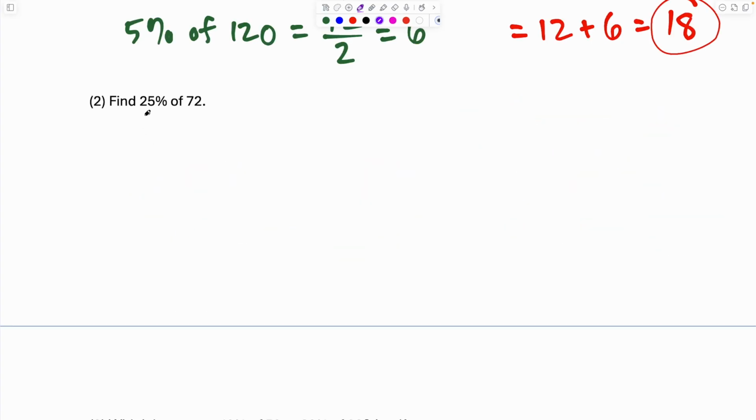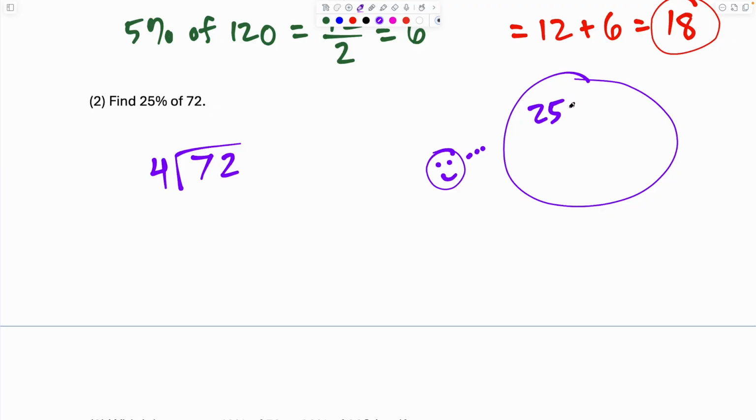Question 2, we're going to find 25% of 72. Now, when you want to find 25% of a number, you just take that number and divide by 4. So we're going to divide 72 by 4. And the reasoning behind why we do this is, if you think about it, 25%, using the idea from section 1, is equal to 25 out of 100. And if I reduce this fraction, dividing the numerator and denominator by 25, I get 1/4.